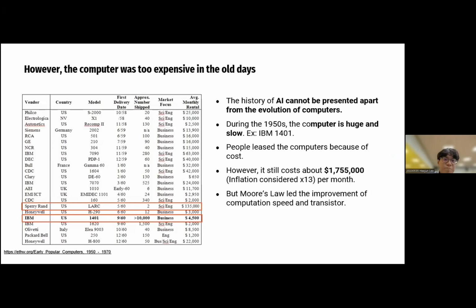The history of AI, however, cannot be presented apart from the evolution of computers. The computer was too expensive in those old days. During the 1950s, the computer was huge and slow. During that time, buying computers did not make sense, so they leased the computers. It cost about $200 million per month, even considering inflation, still a huge number. But Gordon Moore, the founder of Intel, improved the computation speed and the number of transistors in a single chipset year by year. And the improvement in computational power keeps helping the evolution of AI.